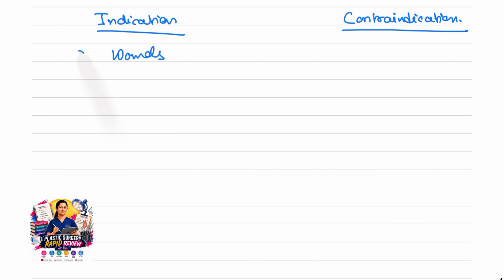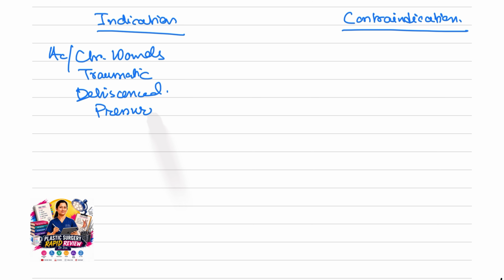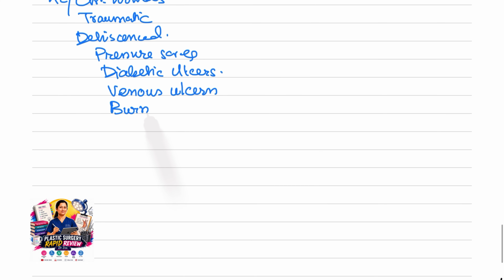So we need to know the indications and also the contraindications. In indication, they are used in acute and chronic wounds, in traumatic wounds, in dehiscent wounds, pressure sores, diabetic ulcers, venous ulcers, burns, grafts, open abdomen, or any orthopedic wounds.